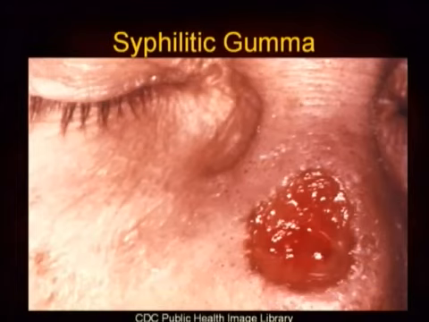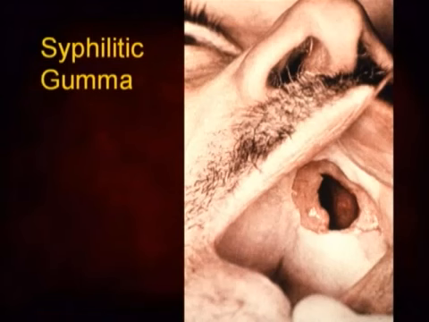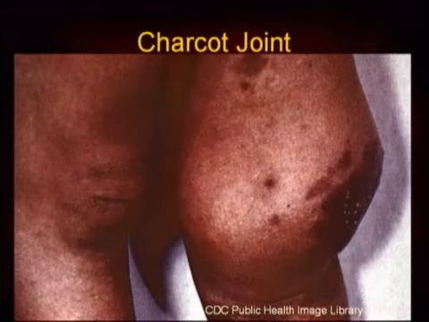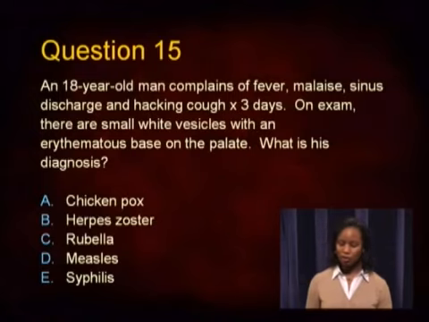So here's a gumma, just a destructive ulceration here on this patient's nose. And we'll see it can be quite destructive going through layers of skin. So this patient's developed a hole in the hard palate as a result of a syphilitic gumma. Malperforans, or an ulcer related to neuropathy on this patient's foot here. And a Charcot joint, so again related to neurologic damage, joint dysfunction.